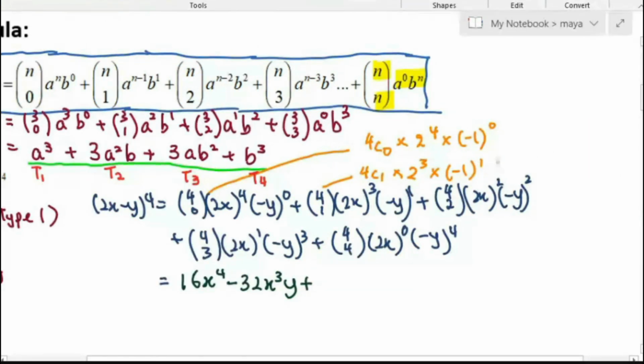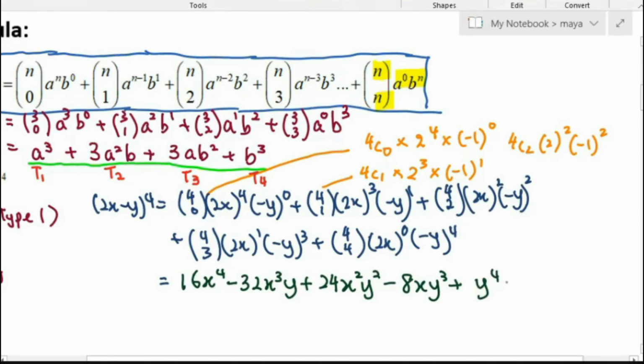Okay, so continue here. This is 4C2, and then you see the coefficient value. We have got 2 power of 2, then negative 1 power of 2. So we press your calculator. It becomes value of 24. So this is value of 24 for x to the power of 2, y to the power of 2 also. Continue for this 4C3 times 2 to the power of 1 and times negative. So this is a negative 8, x power 1, y power 3. Then last term 4C4, then 2 to the power of 0, and then negative 1 power of 4. So lastly here we'll add y power 4.